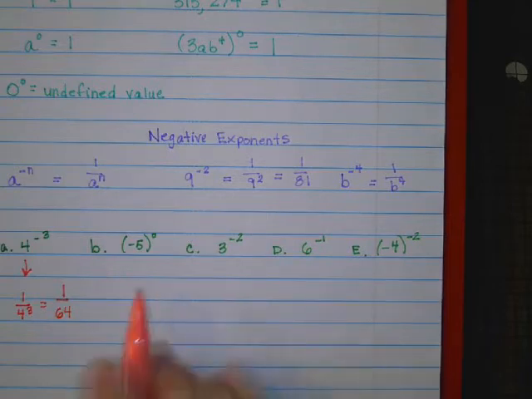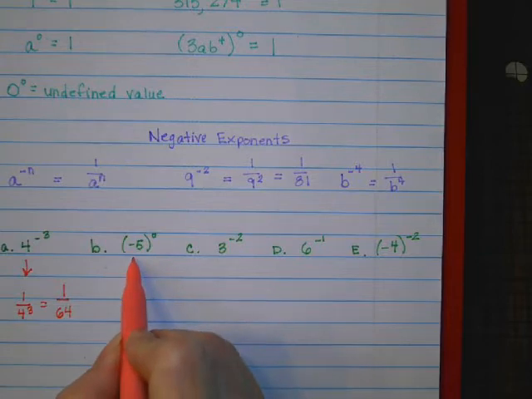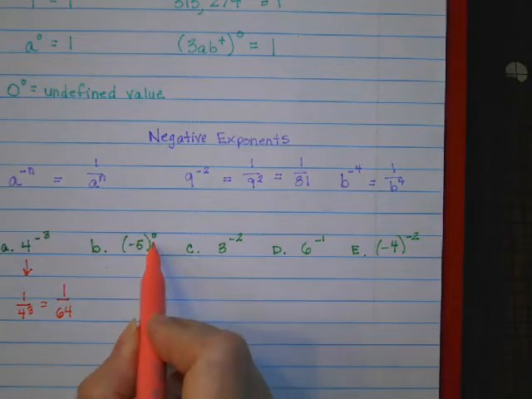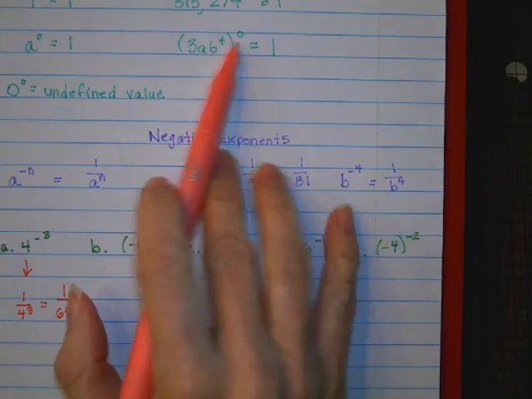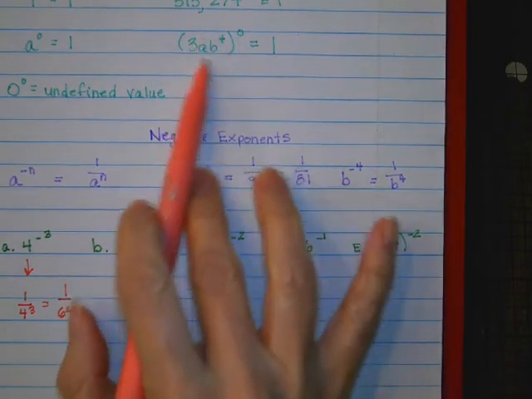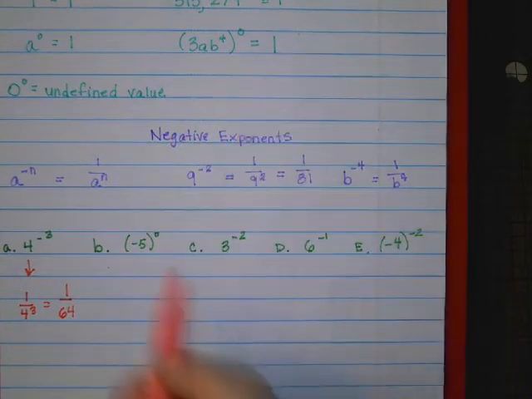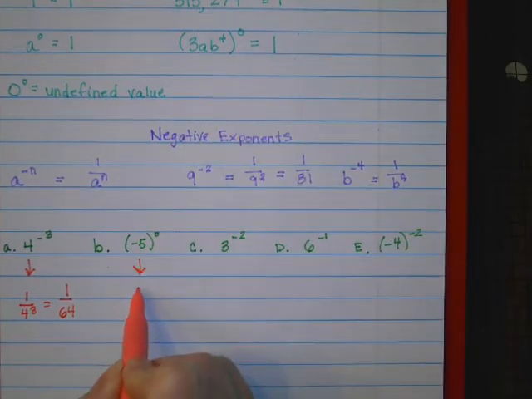Now letter B, we have -5, this whole thing being raised to the 0 power. So just like above, if we have something in parentheses being raised to the 0 power, whatever is in here will now be equal to 1. So that means this whole unit right here is just equal to 1.